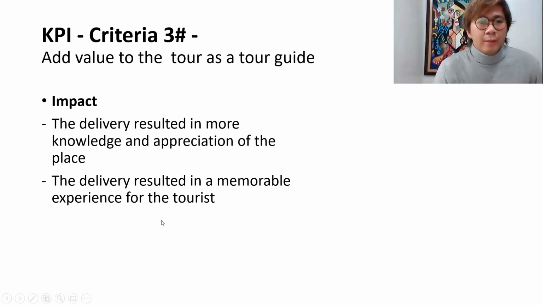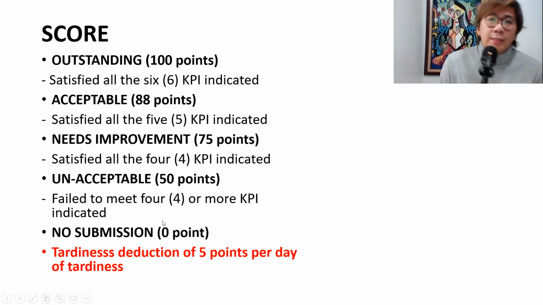Now, let's go to the grading system or scoring. So for outstanding, meaning to say he had satisfied all the six KPIs as indicated, 100 points. If it's acceptable, meaning to say, of course, hindi niya na-satisfy lahat, may isang nakalimutan. Okay. So that is 88 points. Now, 75 points if it's needs improvement or let's say na-satisfy niya lang apat.